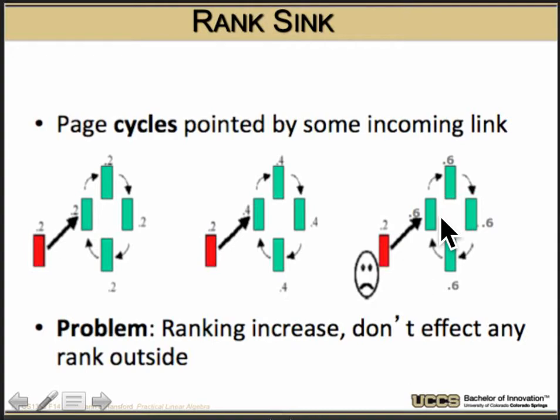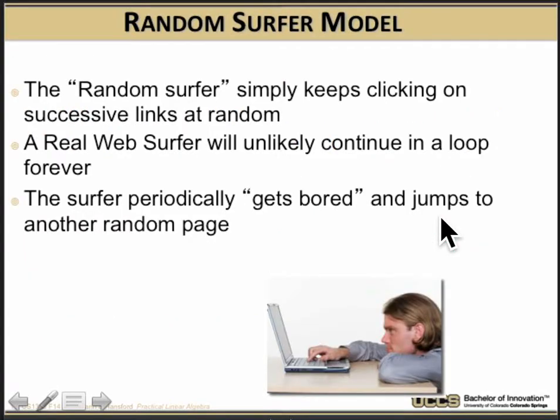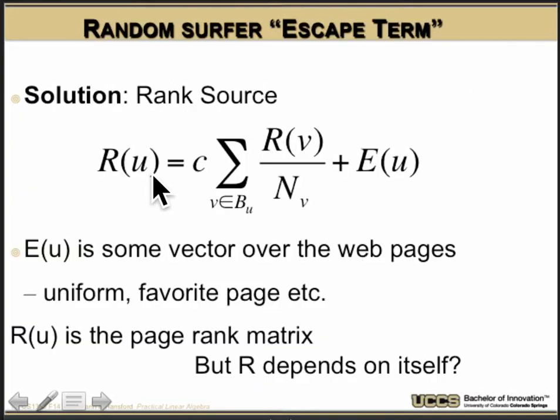Well, Google had an interesting insight. They're going to use this idea of what's called the random surfer model. And the random surfer model is that if you're surfing on the web and you get in this loop, you're not going to keep this loop forever. You're going to periodically get bored and jump to some other random page. So it doesn't matter if there is a loop. You might go through the loop once, maybe twice, but then you're just going to jump someplace else.